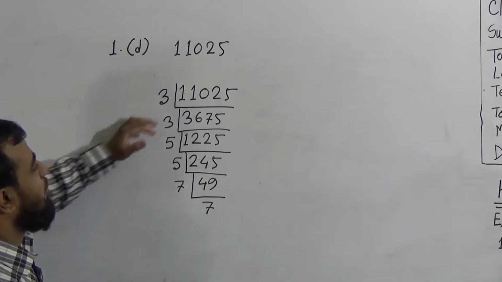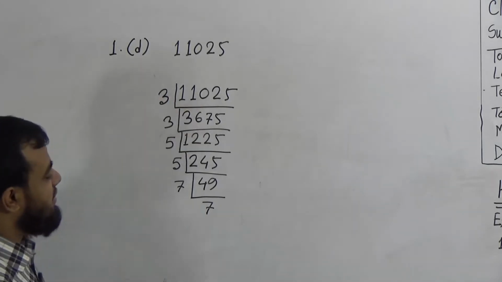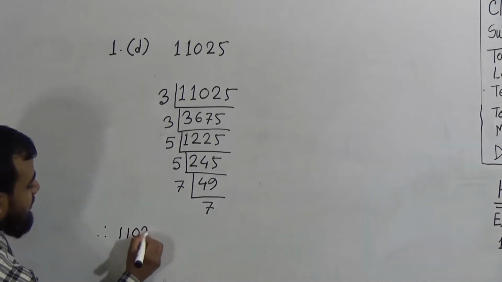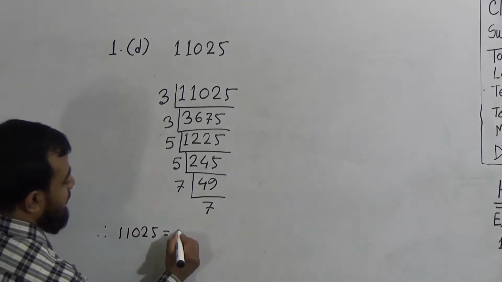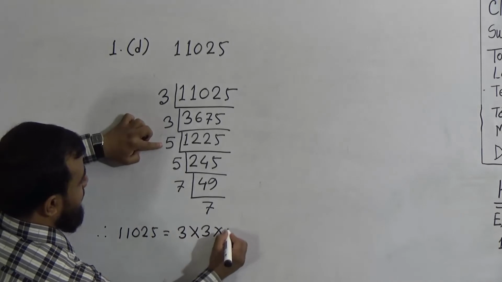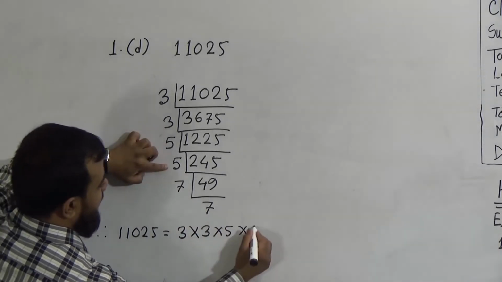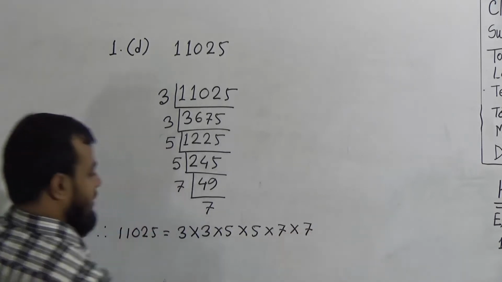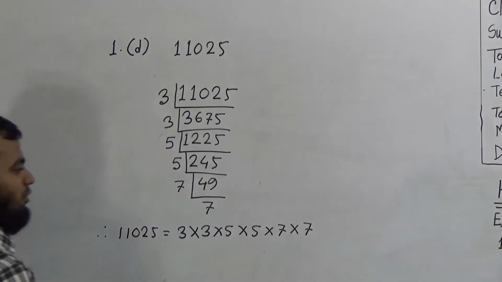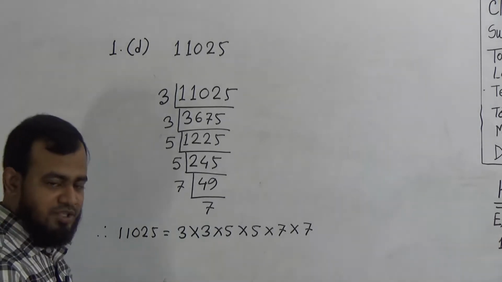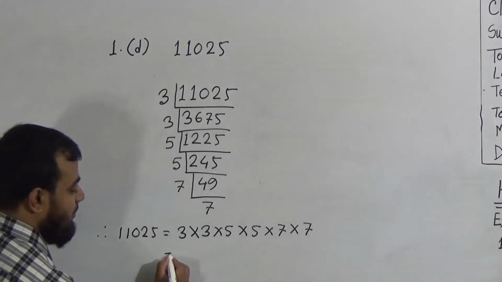That means we can write 11,025 equals 3 multiplied by 3 multiplied by 5 multiplied by 5 multiplied by 7 multiplied by 7. My dear students, now what should we do? After this, we should make the pairs of the prime numbers.